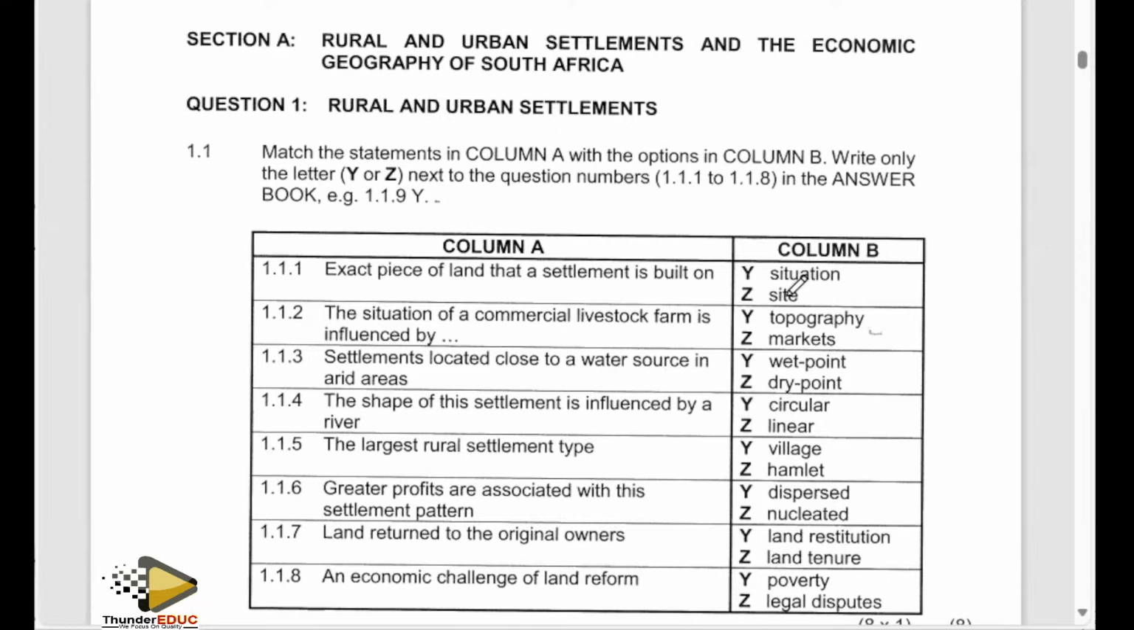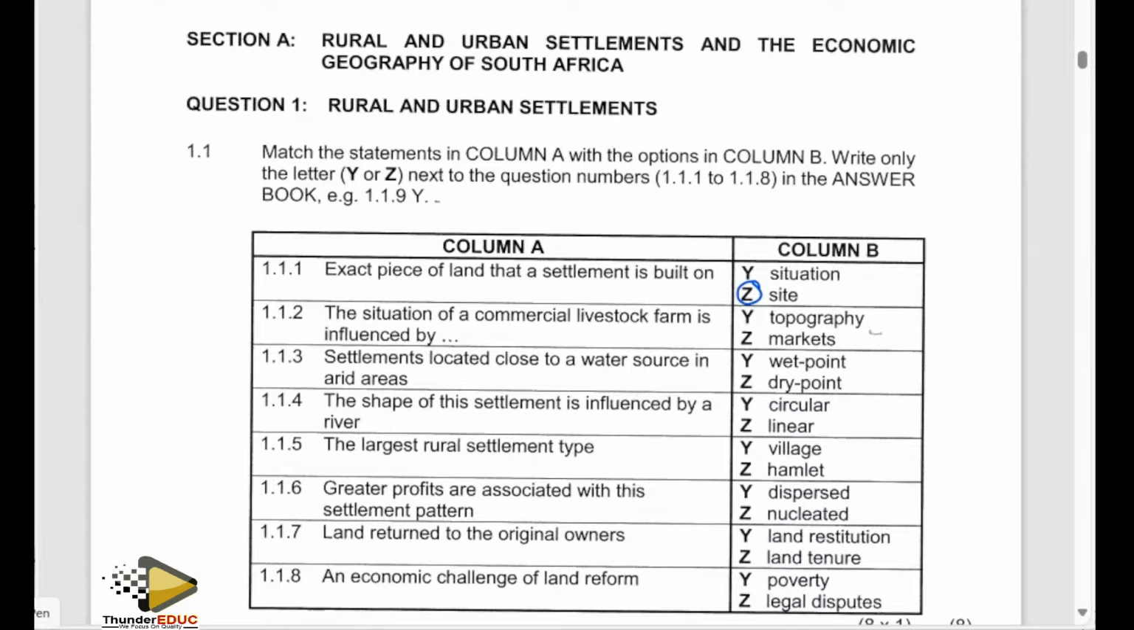Right. We are starting with the first description. It says, exact piece of land that a settlement is built on. We are looking at the exact piece of land. The correct response is the site of a settlement. A site is the physical place which is occupied by a given settlement. So it's the exact piece of land on which a settlement is established. The situation relates the settlement to the surrounding environment. So the correct response for number 111 is the site. Then we go to the next question.